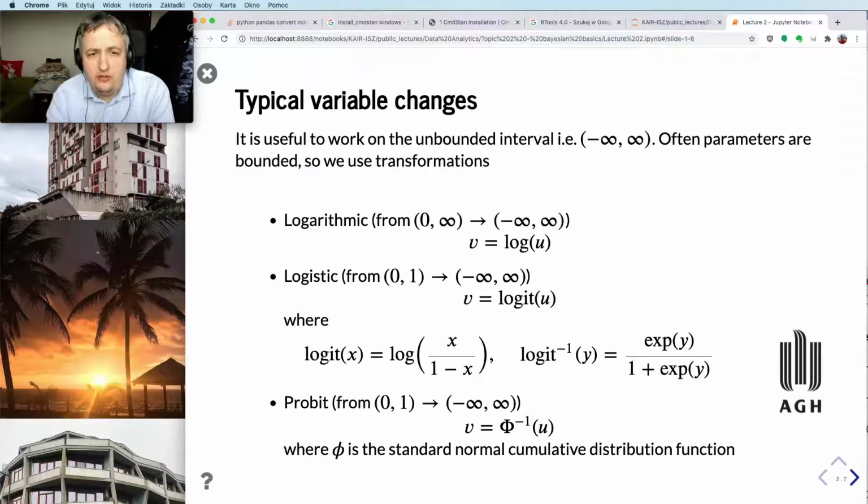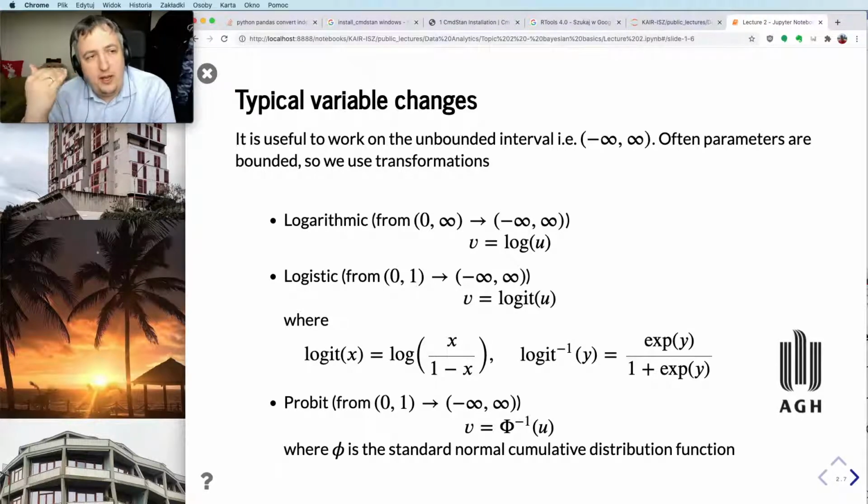Logarithmic transformations allow us to transform from 0 to infinity to the entire area from minus to plus infinity, because the logarithmic function takes arguments from the positive reals and returns values from minus infinity, from all reals. So all real values are obtained by a function from 0 to infinity.